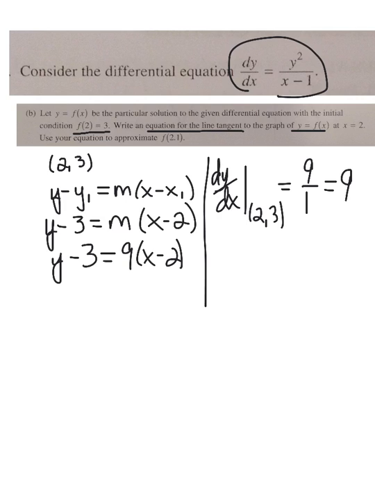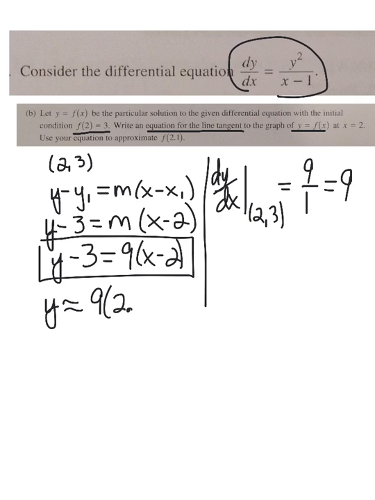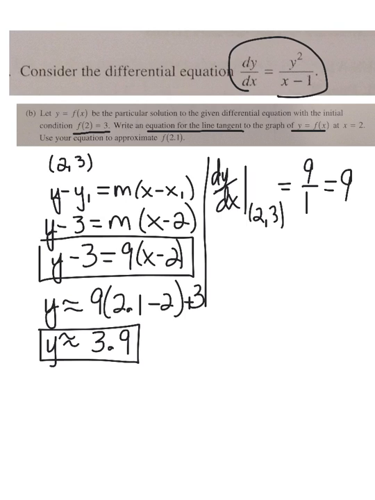All right, so let's read the question again. It says write an equation for the line tangent to the graph of y equals f of x at x equals 2. So we just did that. However, they are also asking us to use that equation to approximate f of 2.1. So y is approximately 9 times 2.1 minus 2, and then I'm going to add that 3 over. Why don't you pause me and figure that out? And the answer is y is approximately 3.9.